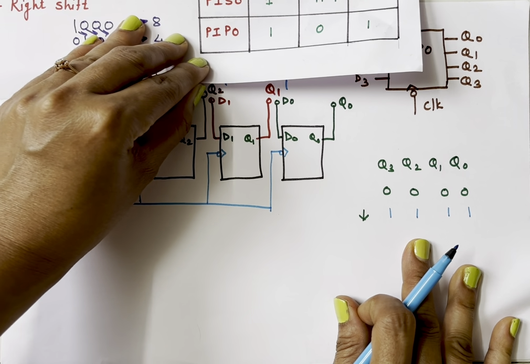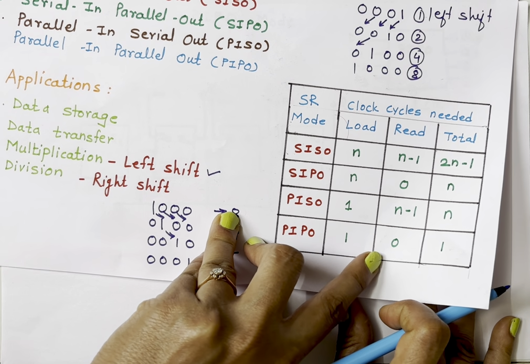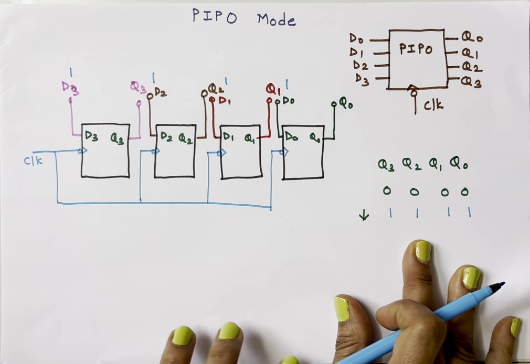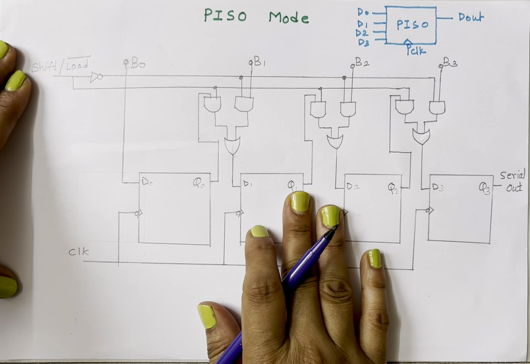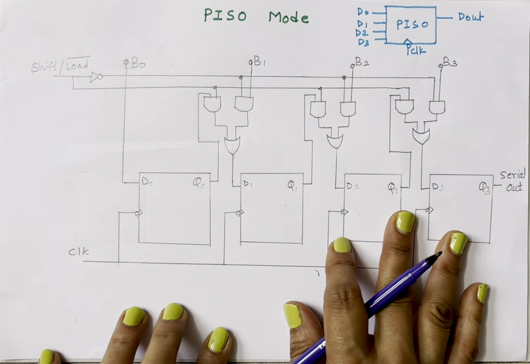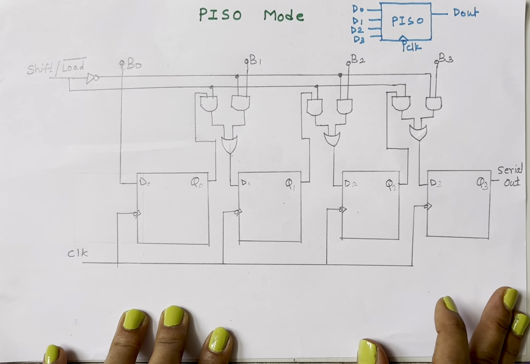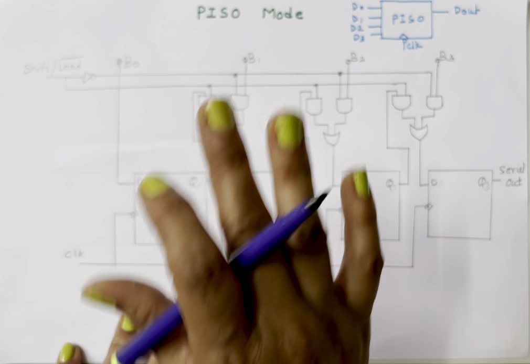We don't need any extra clock cycle to read. So for reading, number of clock cycles are 0, total clock cycles are 1. Now let's talk about parallel in, serial out. So this is the parallel in, serial out shift register. This works in a very simple way. Just because of this diagram, a few students feel this is complicated, but this is not at all complicated. You just need to concentrate.